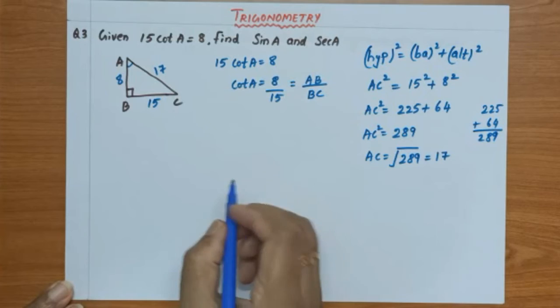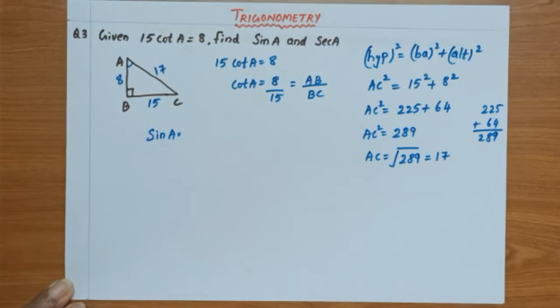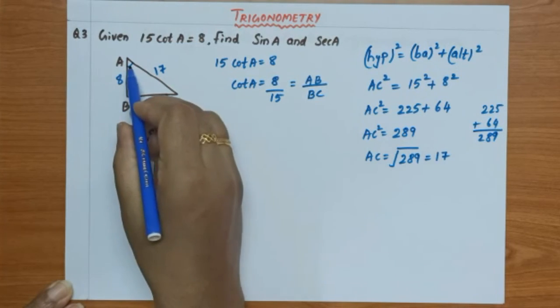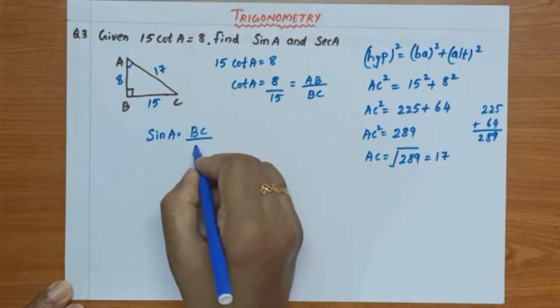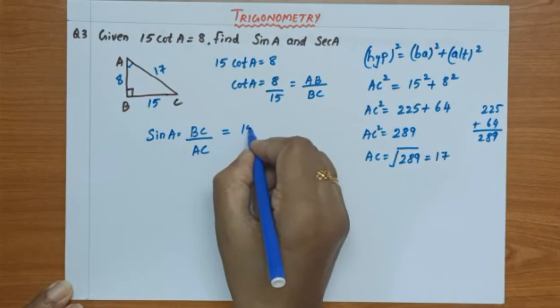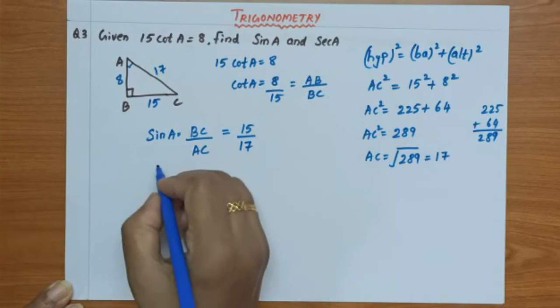Now we can find out what is sine A. Sine A equal to opposite side by hypotenuse. Opposite side of angle A, it is BC, by hypotenuse, it is AC. So BC is 15 by AC, it is 17.